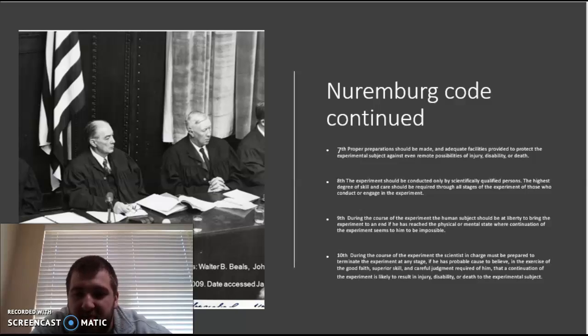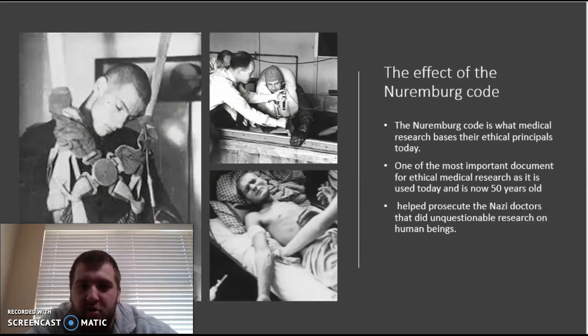Number 10. During the course of the experiment, the scientist in charge must be prepared to terminate the experiment at any stage if he has probable cause to believe, in the exercise of the good faith, superior skill, and careful judgment required of him, that a continuation of the experiment is likely to result in injury, disability, or death to the experimental subject.